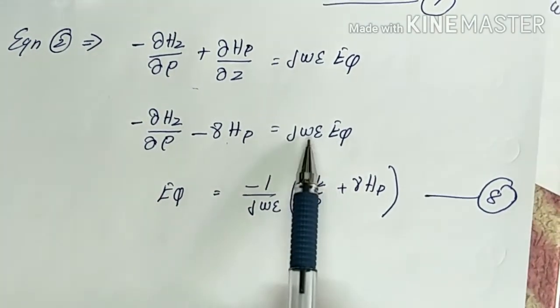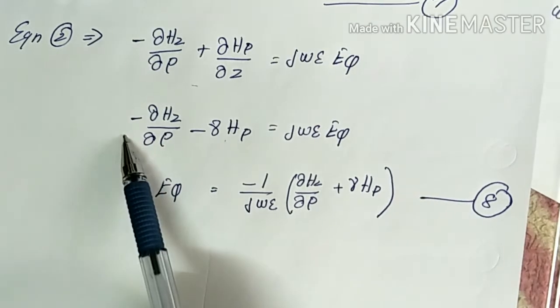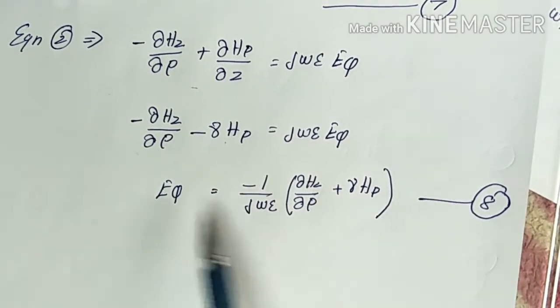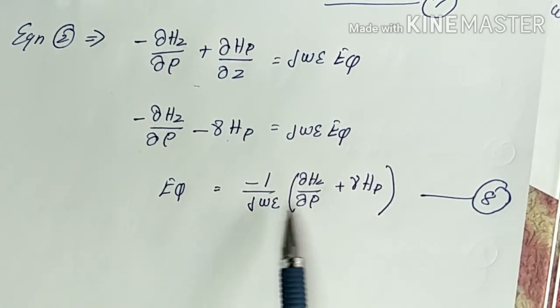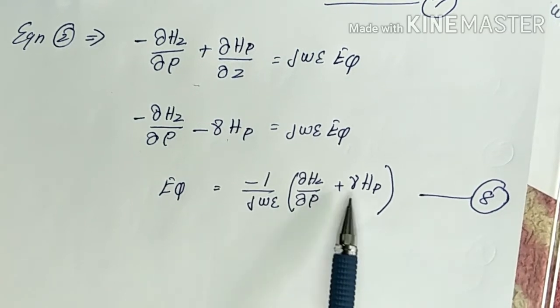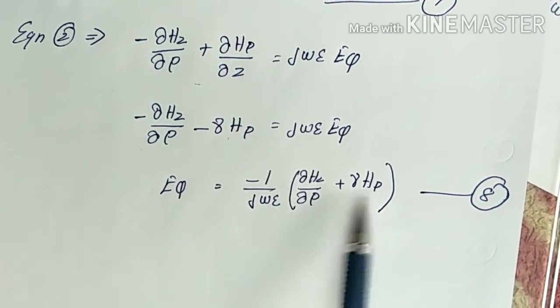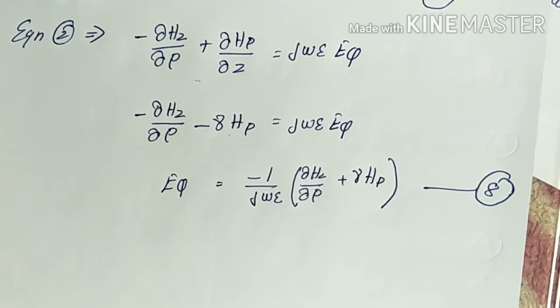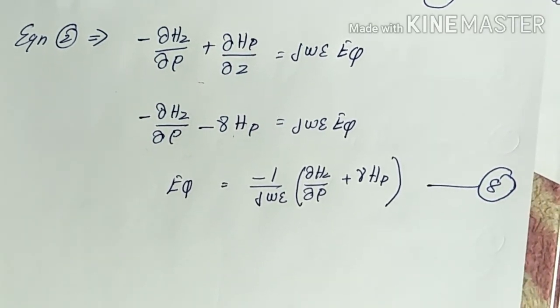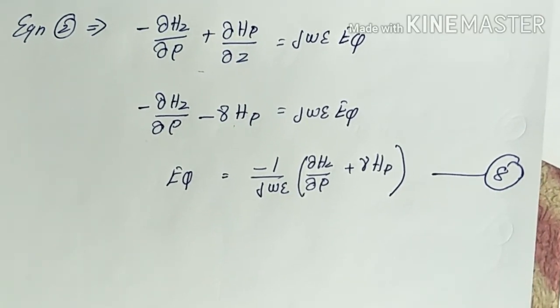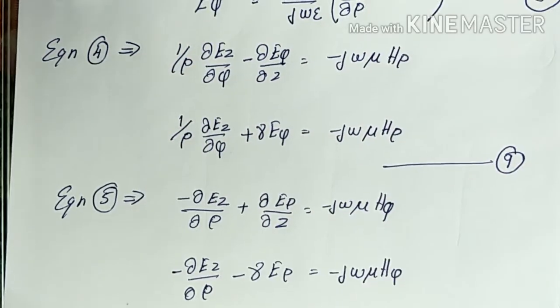Here e5 is there, take this term here. So minus is commonly outside. So you will get e5 is equal to minus 1 by j omega epsilon dou hz by dou rho plus gamma h5. Take this as equation 8. Next in equation 9, we don't have the term dou by dou z. So we will go to the next equation 4.